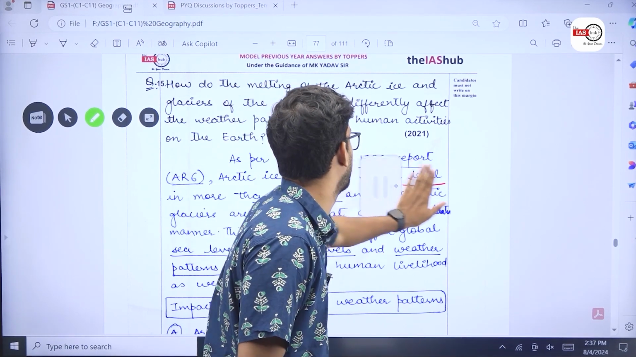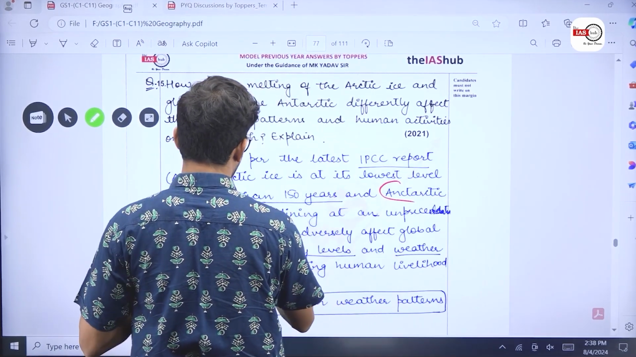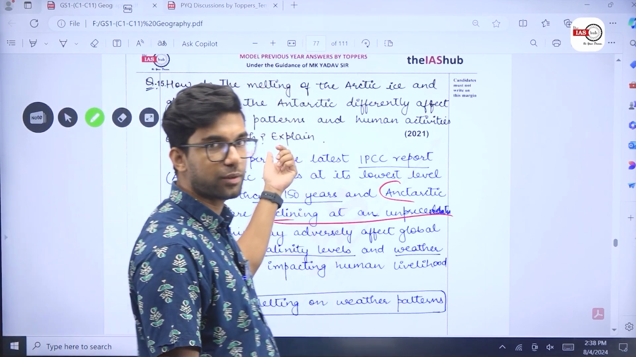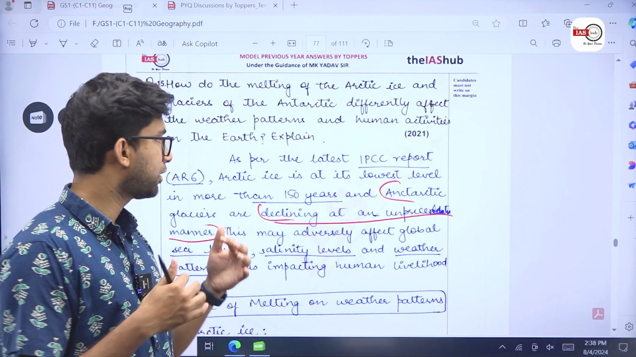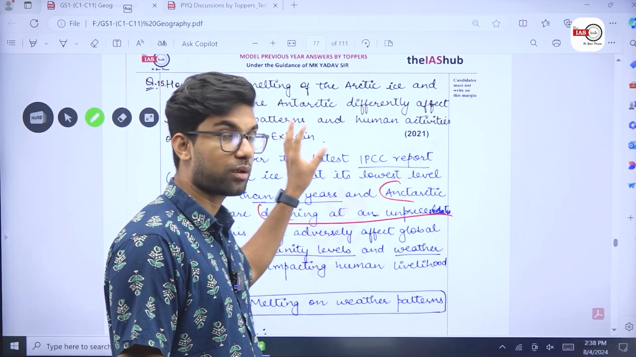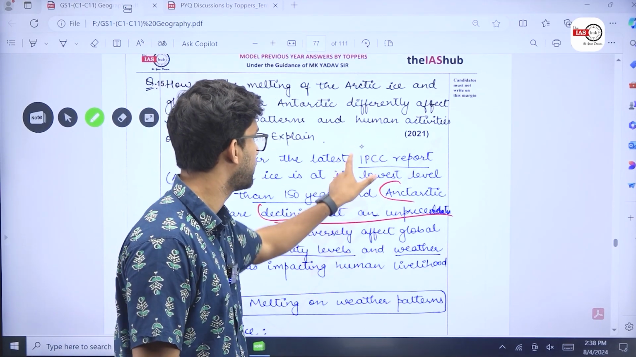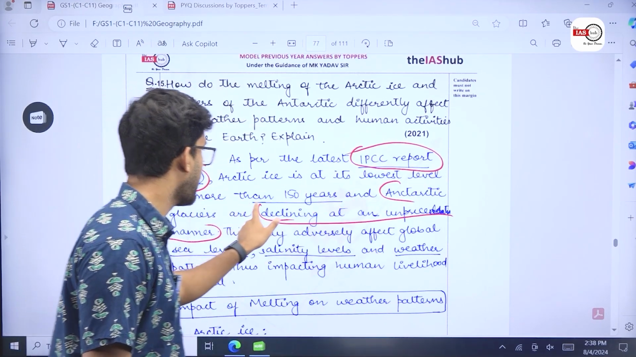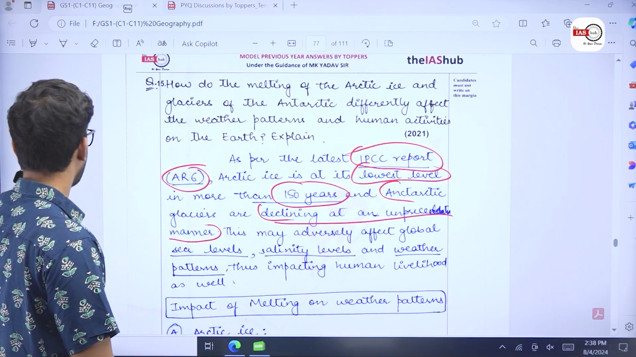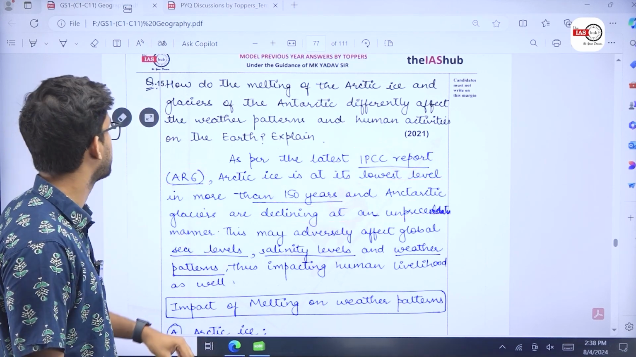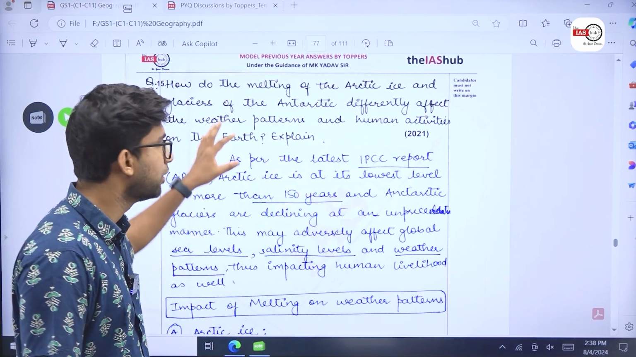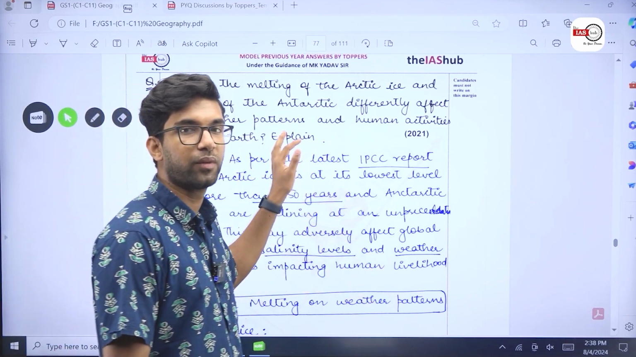But what did we do there? We said Antarctic ice is declining at an unprecedented rate. This seems like a generic point, but because it is clubbed with something specific, the examiner will not say that this is a very generic point. We will get marks here because we have said something as specific as the IPCC report AR6 and the lowest level in 150 years for the Arctic. Even without giving that sort of data for the Antarctic, we'll still get marks. I think this is the best way to introduce, because the question is about the melting of the Arctic and the Antarctic ice, so the introduction should also have some data about them.